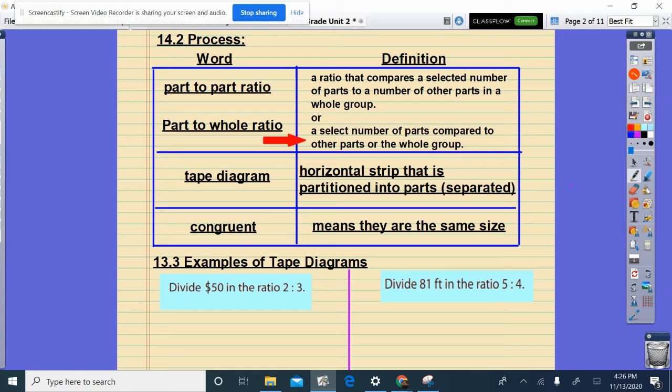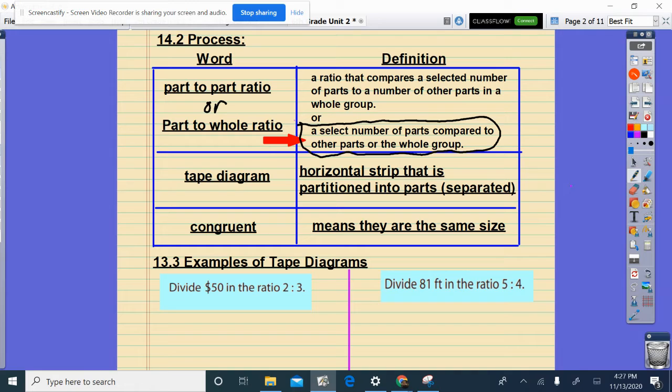So now here are the vocabulary words. I'd like you to stop the video here and write these down. Okay, you're back. So part-to-part ratio, I have 2 definitions here, but this one where the red arrow is pointing seems to be a much better definition, we decided. A select number of parts compared to other parts or the whole group. So this could either be a part-to-part ratio or a part-to-whole ratio. Please write this one down and let's use that as our working definition.